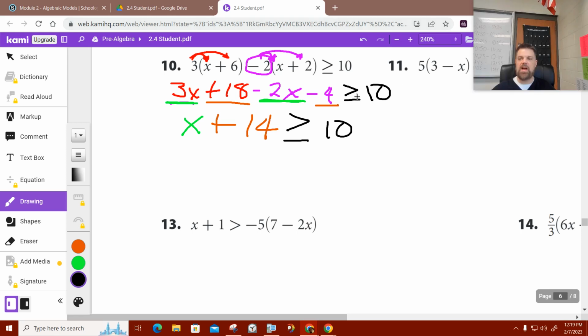All right, so what do I do? You're next. What do we do next? I'll give you a clue. We need to move the 14. What's the 14 doing to the x? Mathematically speaking. Don't tell them.